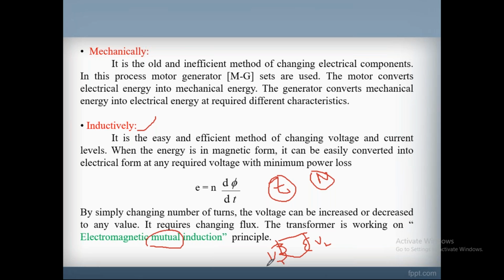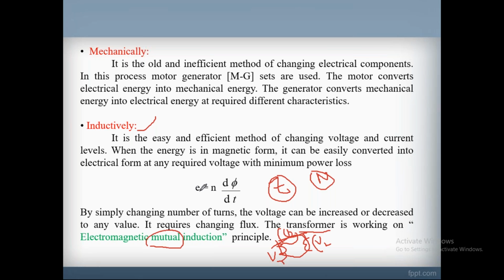Now when voltage is applied to any circuit, there is a flow of current I through the circuit. When the current flows through the winding, flux is generated. That same flux flows to the secondary circuit, that is V2. When the flux is linked to V2, a current I2 flows. So the generation of voltage and current depends only on the flux, which acts mutually with respect to the primary and secondary. That's why the transformer is a device that works on electromagnetic mutual induction.